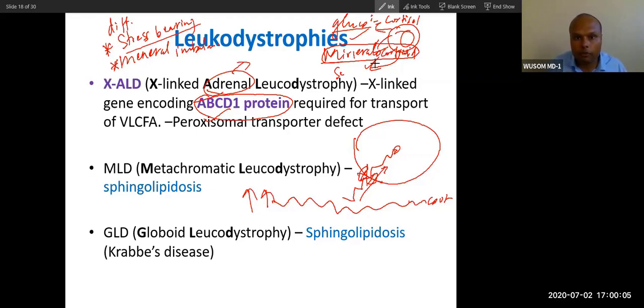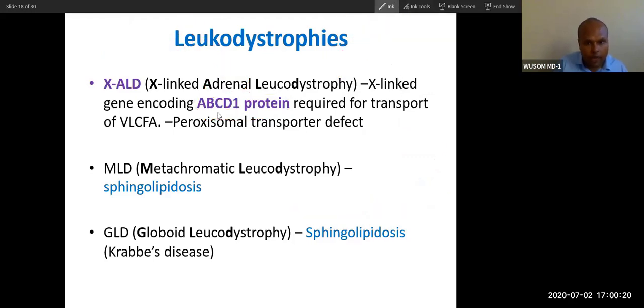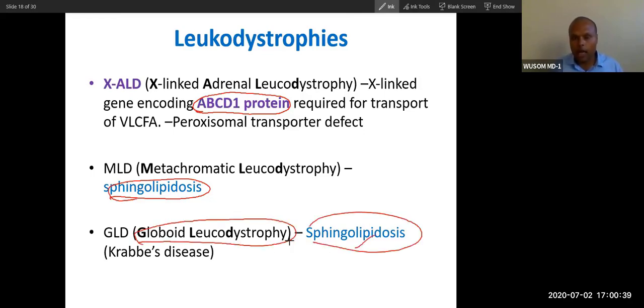So this is the presentation of adrenal insufficiency. This is because of adrenal failure, and adrenal failure and leukodystrophy. There is no white matter in the brain. So this is X-linked leukodystrophy. It happens because of absence of this protein, and it is encoded on this X chromosome. And these are other types of leukodystrophy. This is sphingolipidosis. This one is called metachromatic leukodystrophy. Second is called globoid leukodystrophy. We'll study these 2 types of leukodystrophy in sphingolipidosis after we finish this fatty acid oxidation disorder.